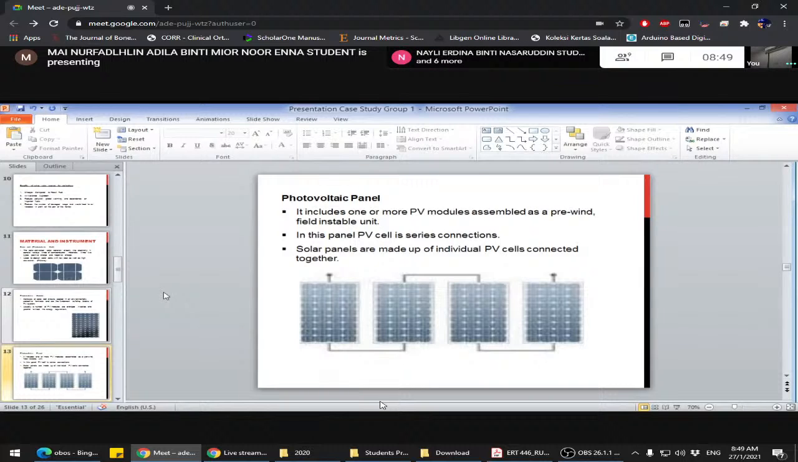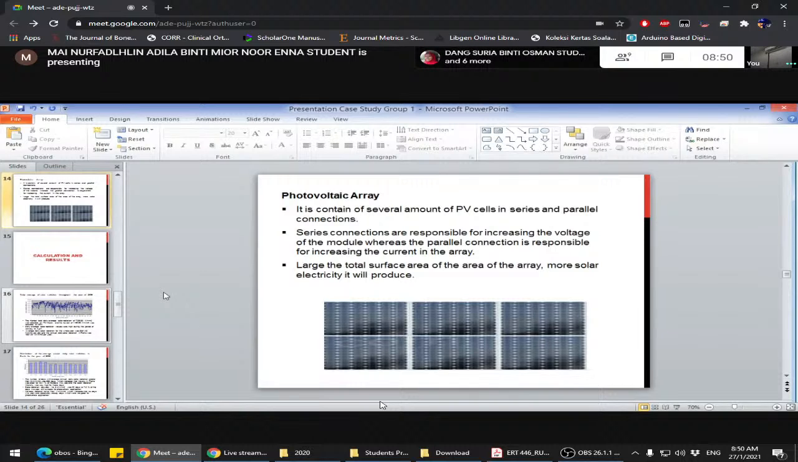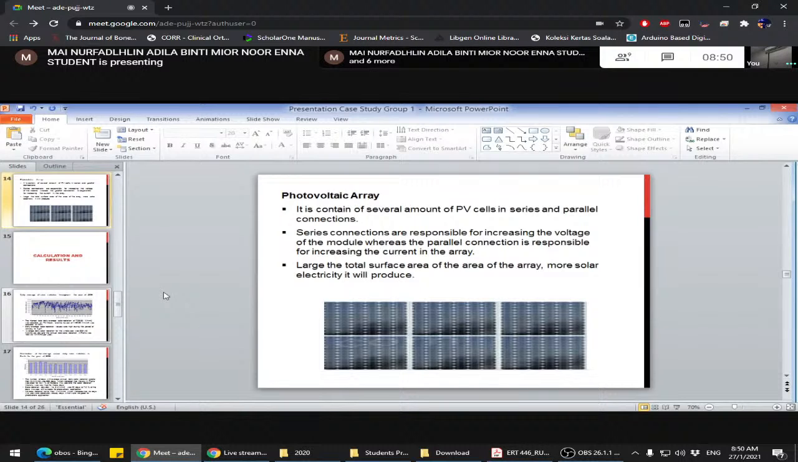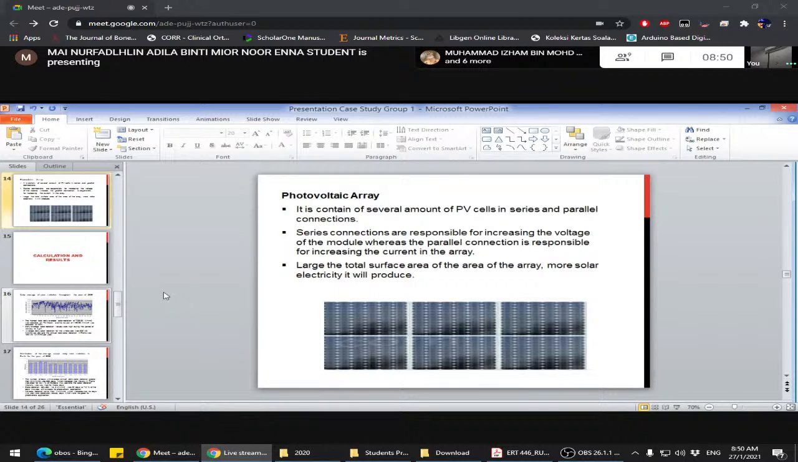This panel PV cell is series connection. Solar panels are made up of individual PV cells connected together. Photovoltaic array. It is composed of several PV cells in series and parallel connection. Series connection is responsible for increasing voltage of module, where parallel connection is responsible for increasing current in array. The larger the total surface area of the array, the more solar electricity will be produced.